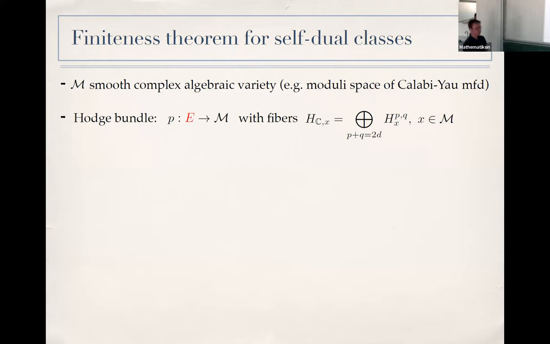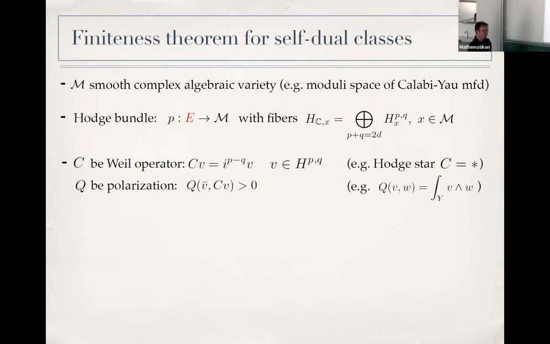And your Hodge bundle will be just some abstract sum of H^{p,q}. Splitting, right, which follows from a variation of Hodge structure. So the fibers of this bundle actually split like this, and I will look at even weight Hodge structures. Then I have to tell you what is the analog of this Hodge star operator.